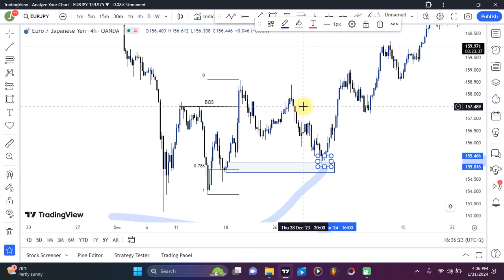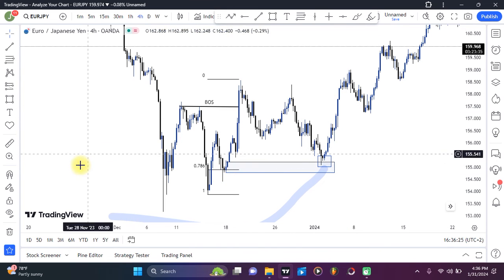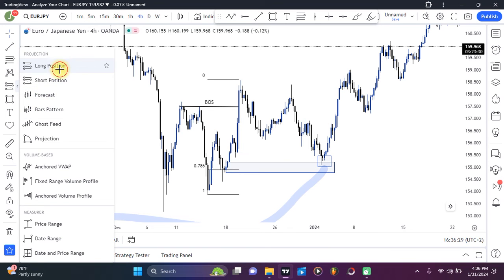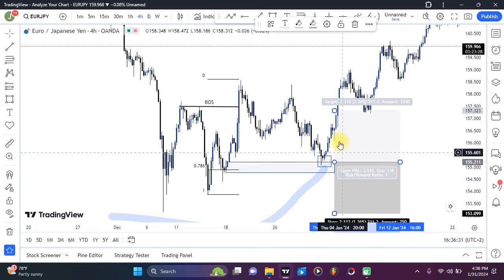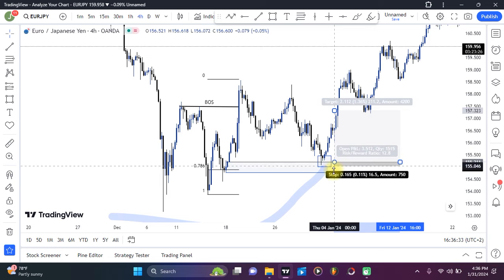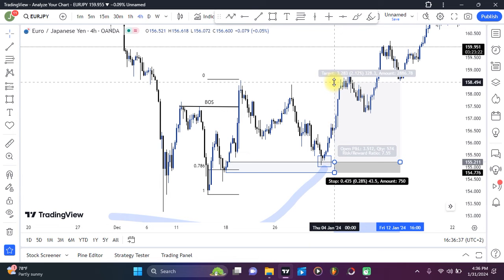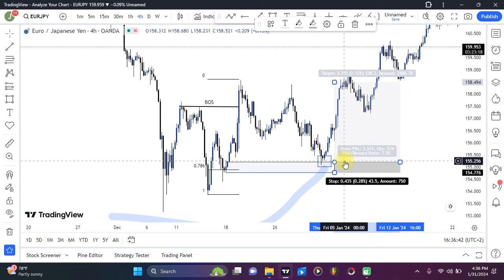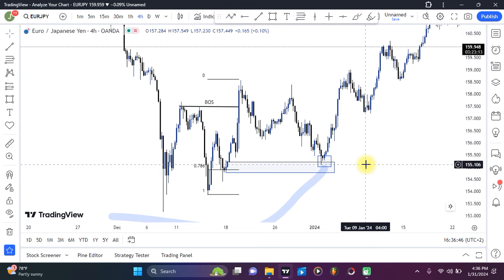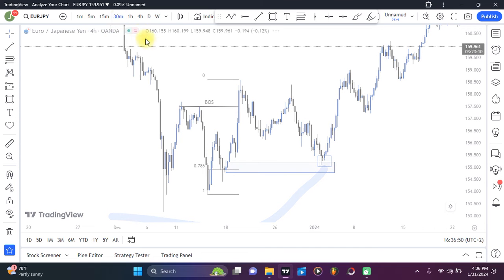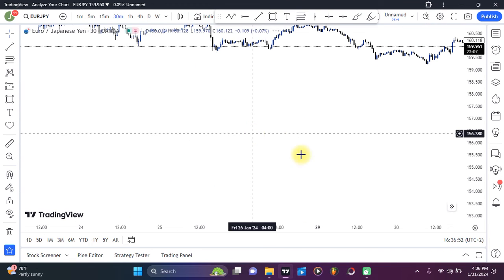Now as you can see, using this strategy here, if we entered on the 4-hour time frame, we would have taken a trade around here, and then this was going to be a 1:7. Now I want to show you the power of using a lower time frame to get a confirmation. So let me delete this, and then we're going to dive into a lower time frame, preferably the 30 minutes. So let's dive into the 30 minutes time frame.